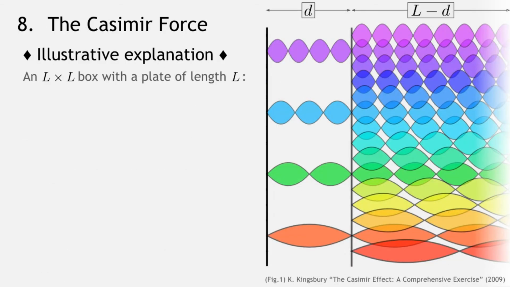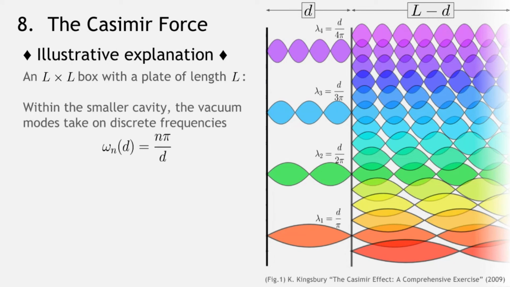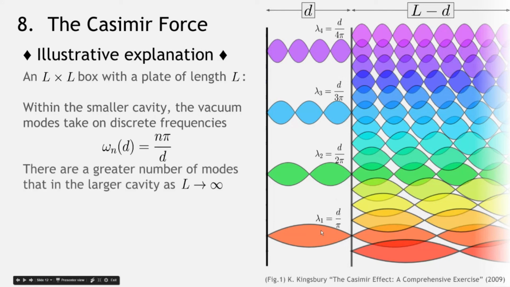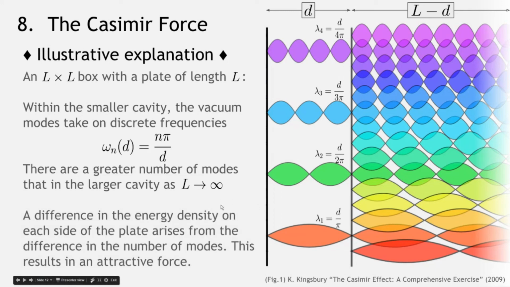Here's our setup. We have an evacuated conducting box and a plate in that box parallel to one of the walls. The maximum wavelength of a quantum fluctuation allowed by the width between the plate and the box is d over pi. And clearly, we see that the wavelengths allowed in the larger cavity include all of the ones in d and some more. It is this difference in energy density that results in the attraction between the plate and the wall.